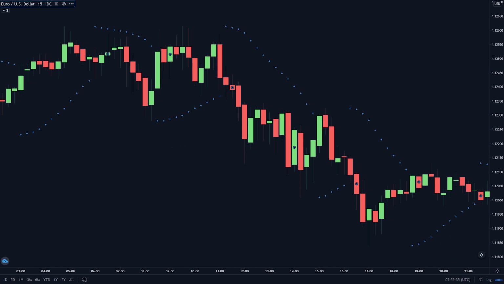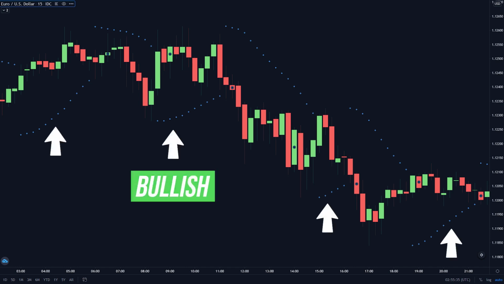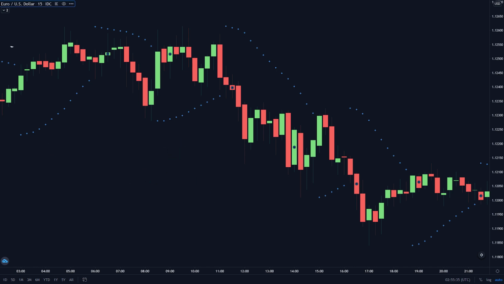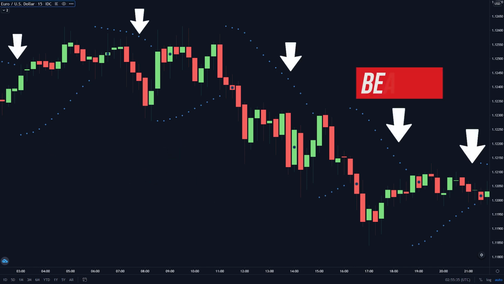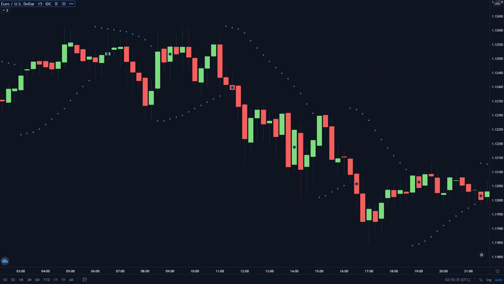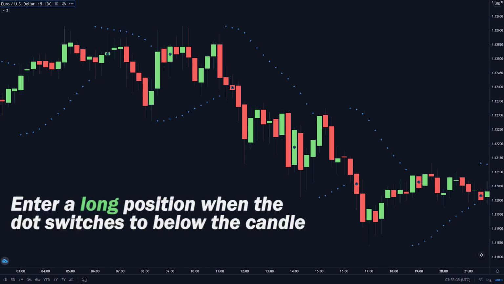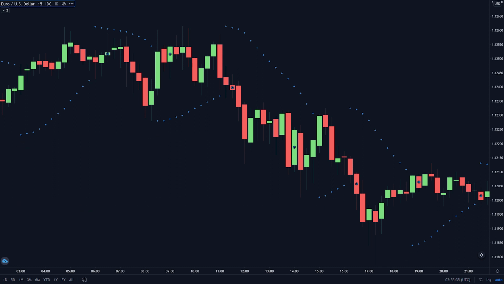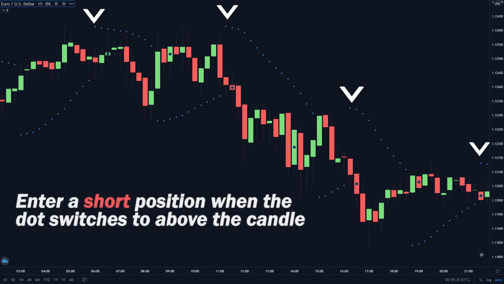So how you read this indicator is very simple. If the dots are below the candlestick, it is considered bullish momentum. And if they are above the candlestick, it is considered bearish momentum. Like I said, very simple. A popular way of using the Parabolic SAR is to enter a long position when the dot switches to below the candlestick, and when it switches to above the candlestick, you open a short position.